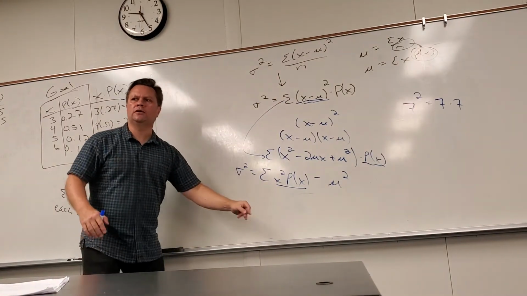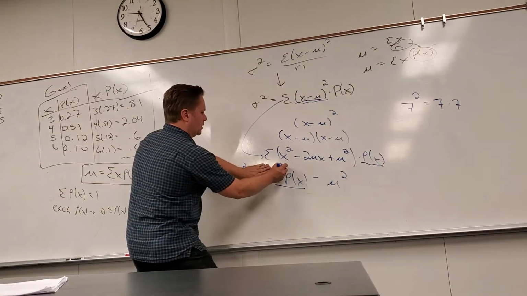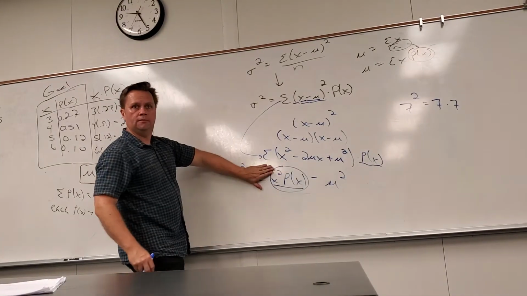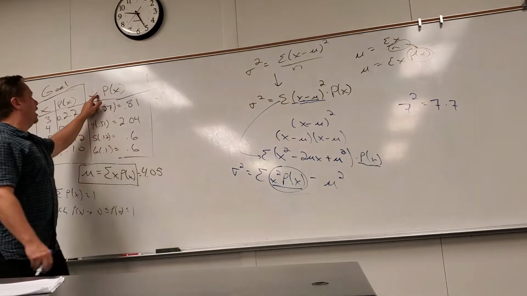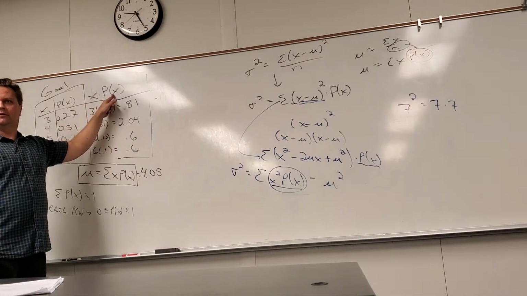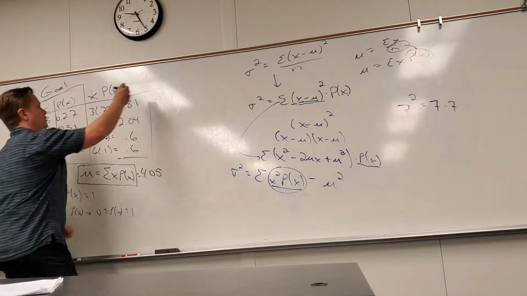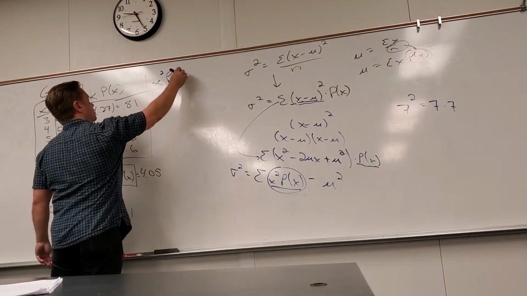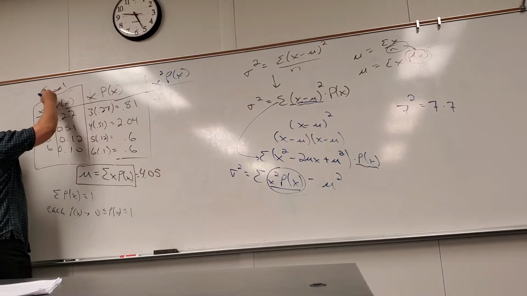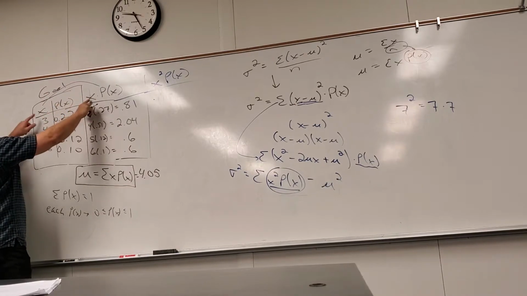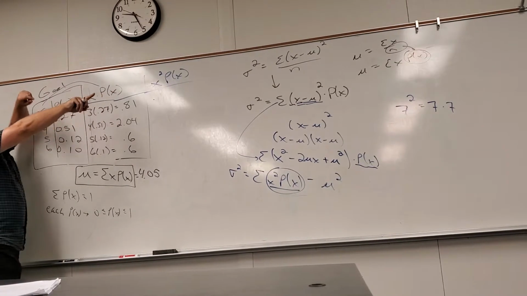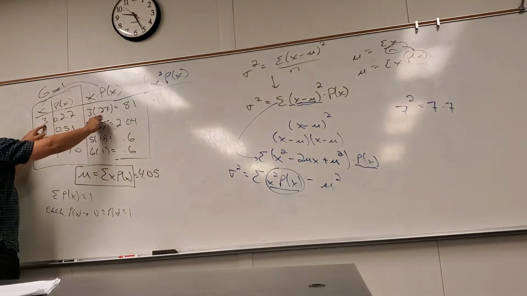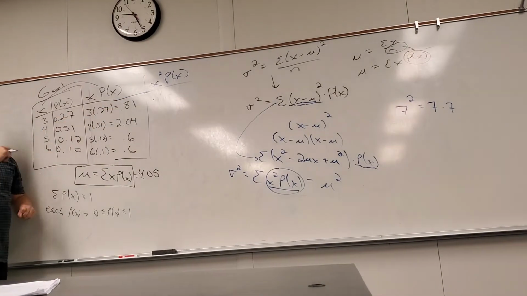And does anybody notice? What do I need to get? I need a bunch of these so I can add them up, right? Do you see how I already have a bunch of x p of x's? How can I get a bunch of x squared p of x's? What do I get when I multiply x times x p of x? X squared p of x, right? So if I just do this times this, I'll get what I need there.